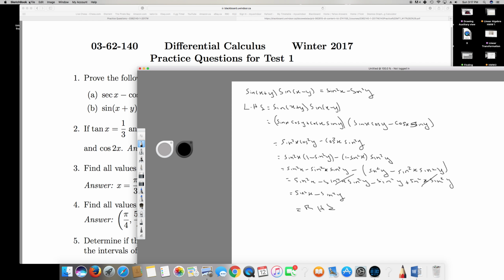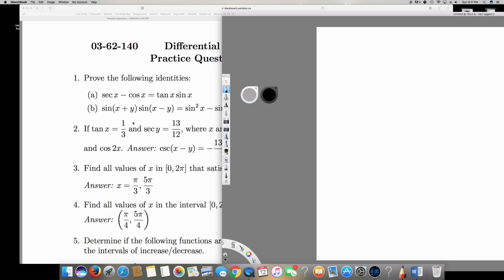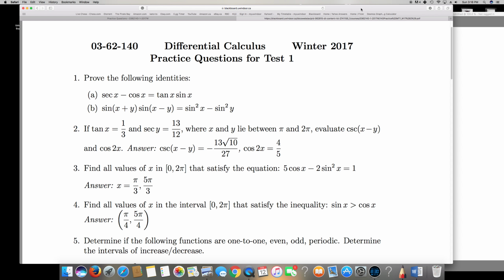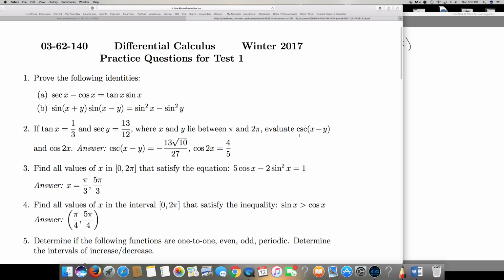So let's move to the next question. Next question is asking if tan x is equal to 1 over 3, and they have given another information, sec y is equal to 13 over 12, where x and y lie between pi and 2 pi, and evaluate cosec x minus y and cos 2x.